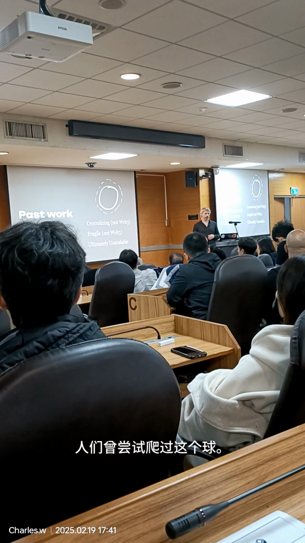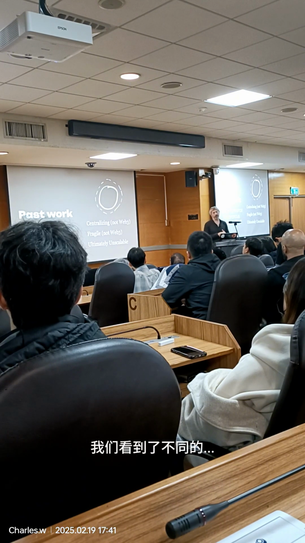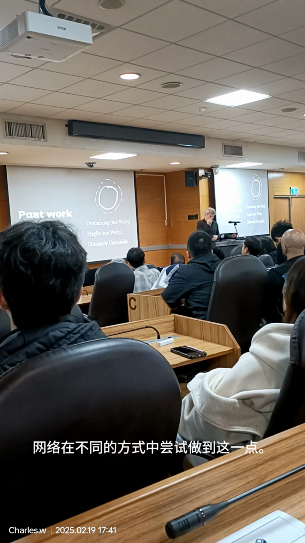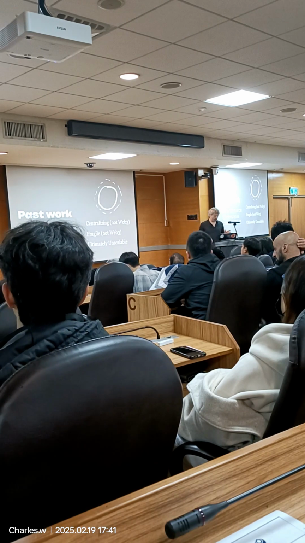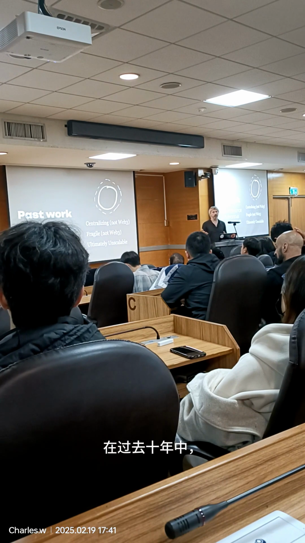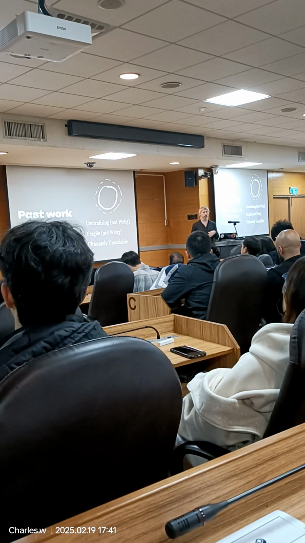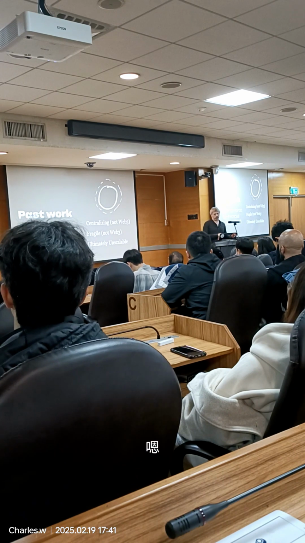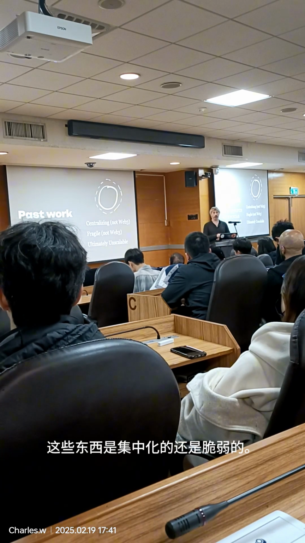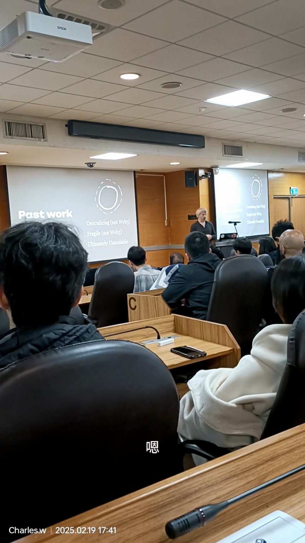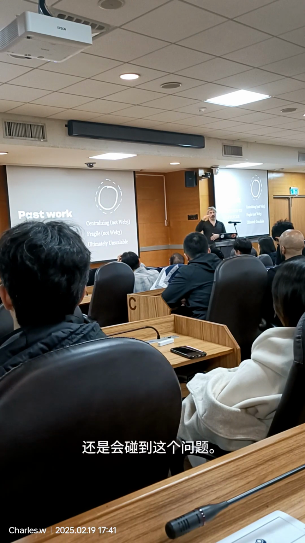People did try to scale this model. Call this high-performance synchronous, so kind of just scaling that version of Ethereum. We saw different networks trying to do this in different ways. And over the last 10 years, we've seen various different attempts at essentially just trying to make Ethereum go faster. Generally, these things are either centralizing or fragile, they break a lot, or both. And ultimately, they're still going to hit this ceiling.